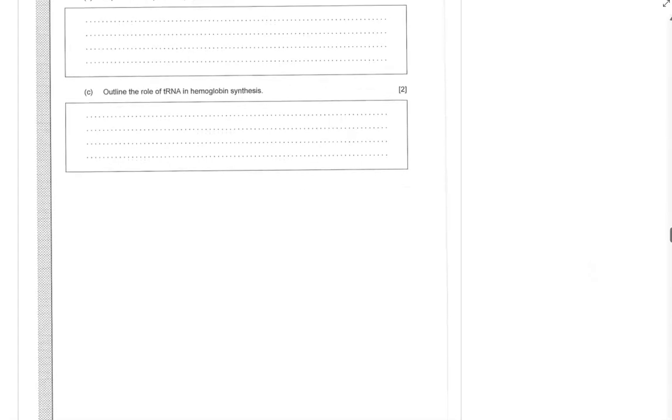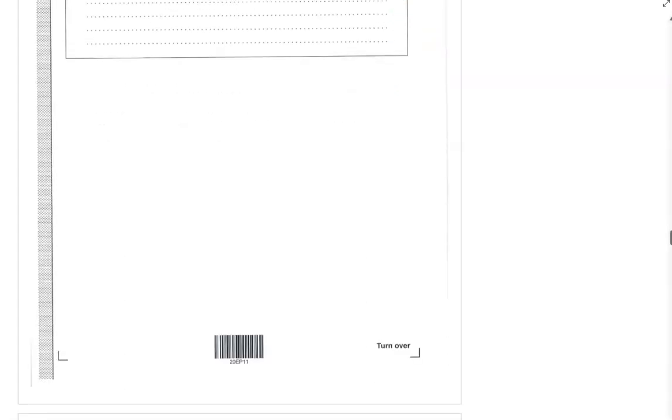So then part C, outline the role of tRNA in hemoglobin synthesis. Well, let's rephrase that question. Outline the role of tRNA in protein synthesis, because hemoglobin is a protein. So we're going to say it's involved in translation. It carries an amino acid that's specific to its anticodon, which then pairs with the complementary codon on the mRNA. It's only 2 marks here, so you don't need to write masses about translation. But just to outline that.